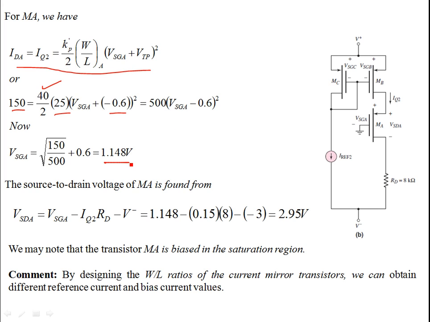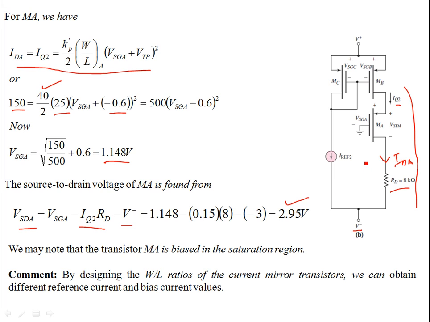Now for the source to drain voltage, you apply the KVL on the output loop. Since IQ2 is the same current as your IDA, there will be a drop across the load resistor RD. So you can find your VSD as VSGA minus the drop at the load resistor, then the negative of the supply which is connected to the drain of the transistor MA. So this comes out to be 2.95 volts.